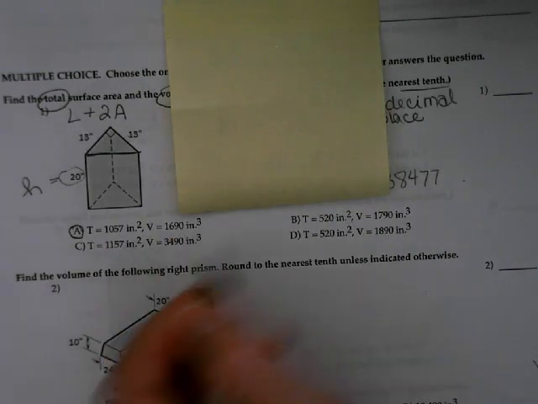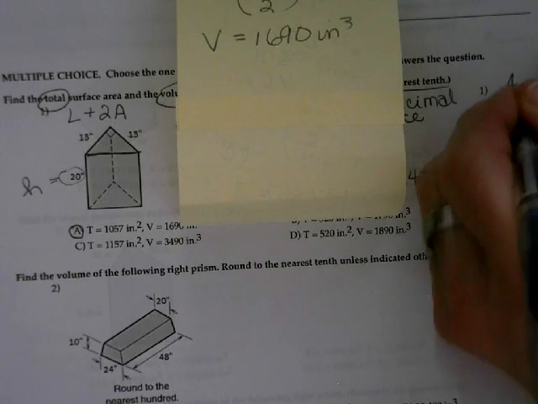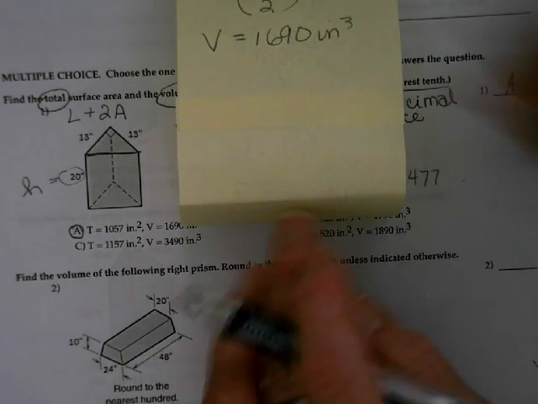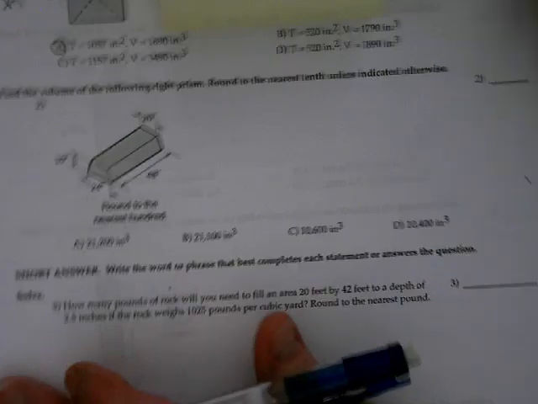And let's see what they have. Sure enough, 1,690. So if I would have found that first, I would have been able to pick my choice, but you want to practice. So it's good practice to find them both.